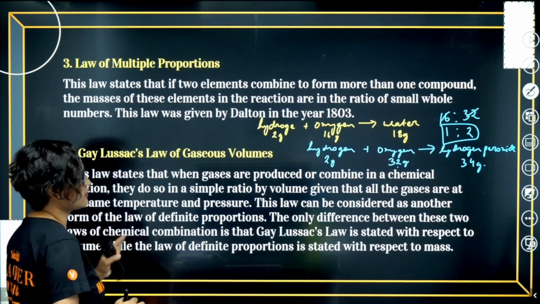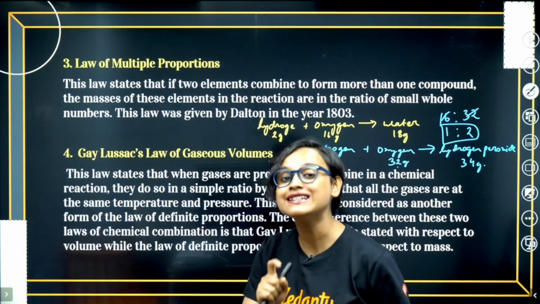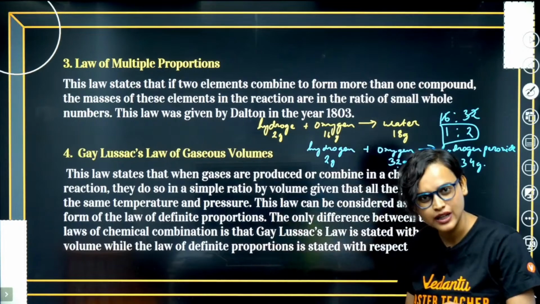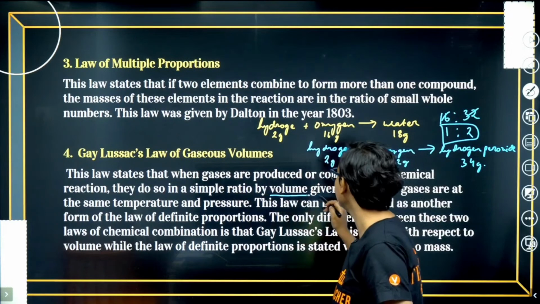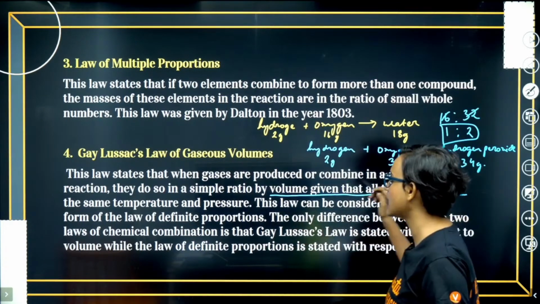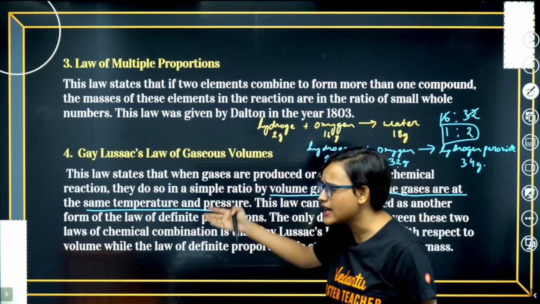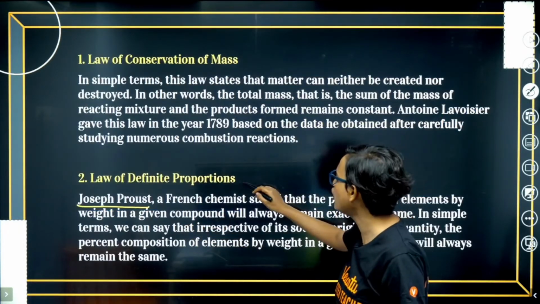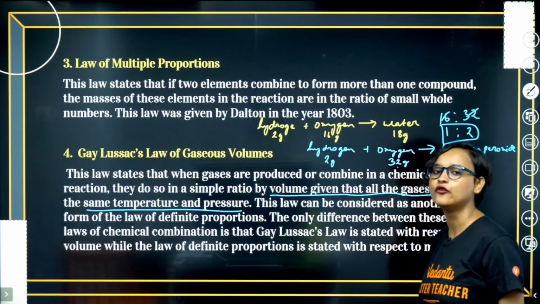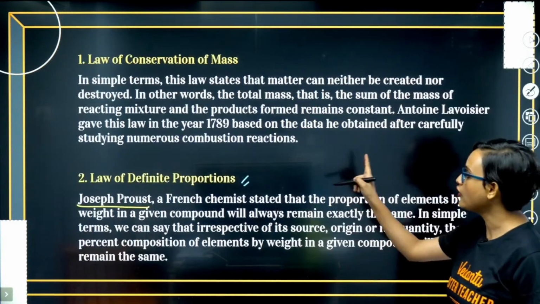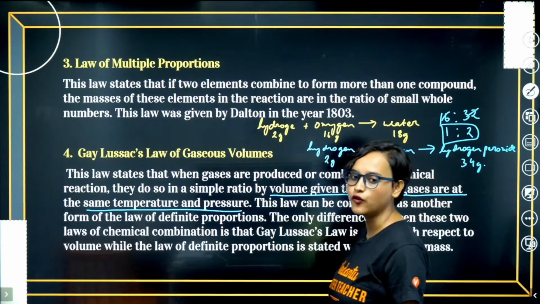This law states that when gases combine in a chemical reaction, they do so in a simple ratio by volume. It's gas, right? Now we can't talk about mass all the time. We have to talk about volume, given that all the gases are at the same temperature and pressure. Now this law is actually very similar to the law of definite proportions. Only difference is that one is in mass, and this, my dear student, is in volume.